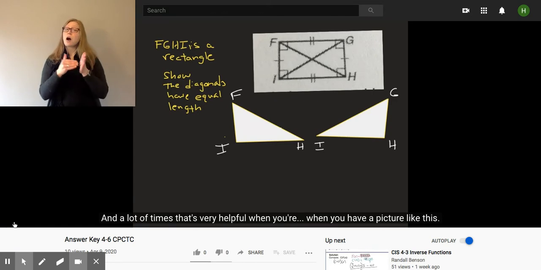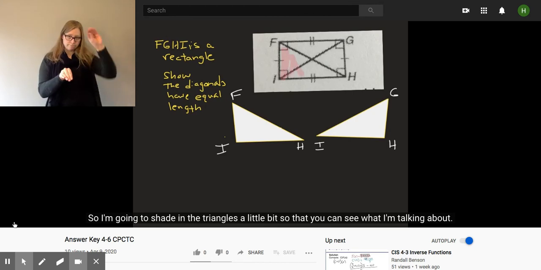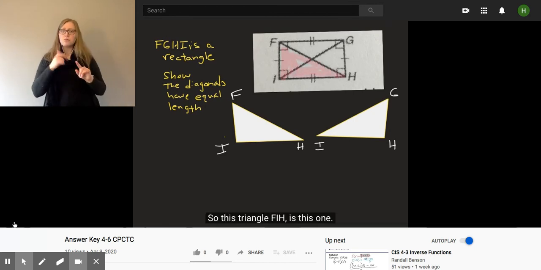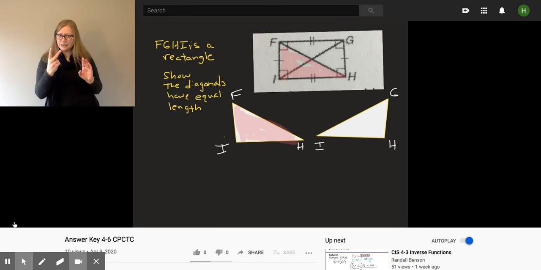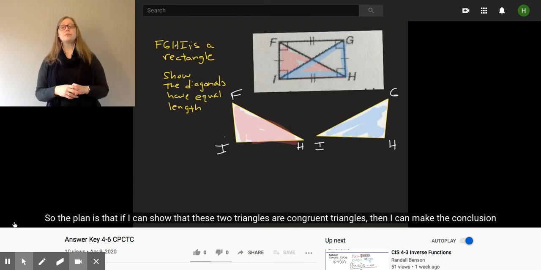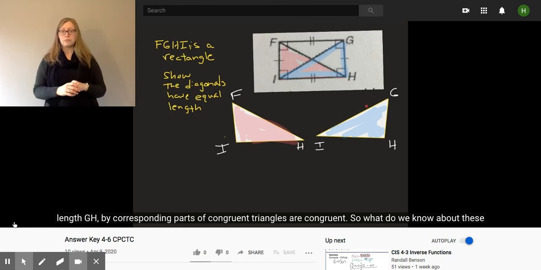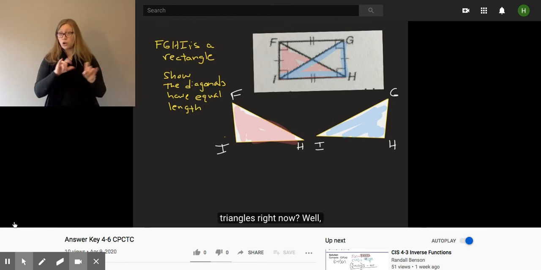And a lot of times that's very helpful when you have a picture like this. So I'm going to shade in the triangles a little bit so that you can see what I'm talking about. So this triangle FIH is this one. And the other one I'm going to make blue. So I'm just going to outline it here. And that's this one. So the plan is that if I can show that these two triangles are congruent triangles, then I can make the conclusion that this diagonal, this length FH, is congruent to length GH by corresponding parts of congruent triangles are congruent.